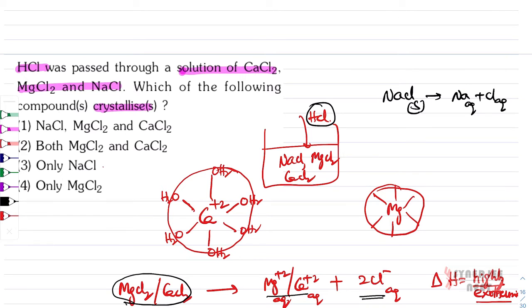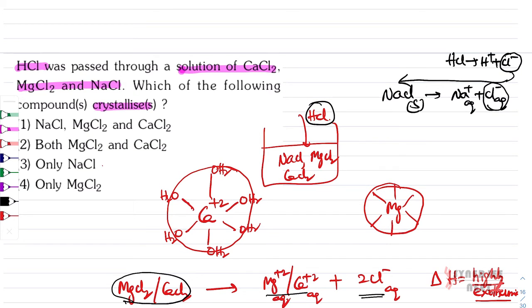So compared to calcium and magnesium chloride, NaCl is less soluble. Therefore, if you add HCl, this HCl brings the common ion effect: H plus and Cl minus will dissociate, and this Cl minus will push the reaction in the backward direction according to Le Chatelier's principle. If a common ion is already present, it will push the reaction in the backward direction. Therefore, whatever NaCl is dissolved will come out as a solid, because Cl minus from HCl is pushing the reaction in the backward direction.